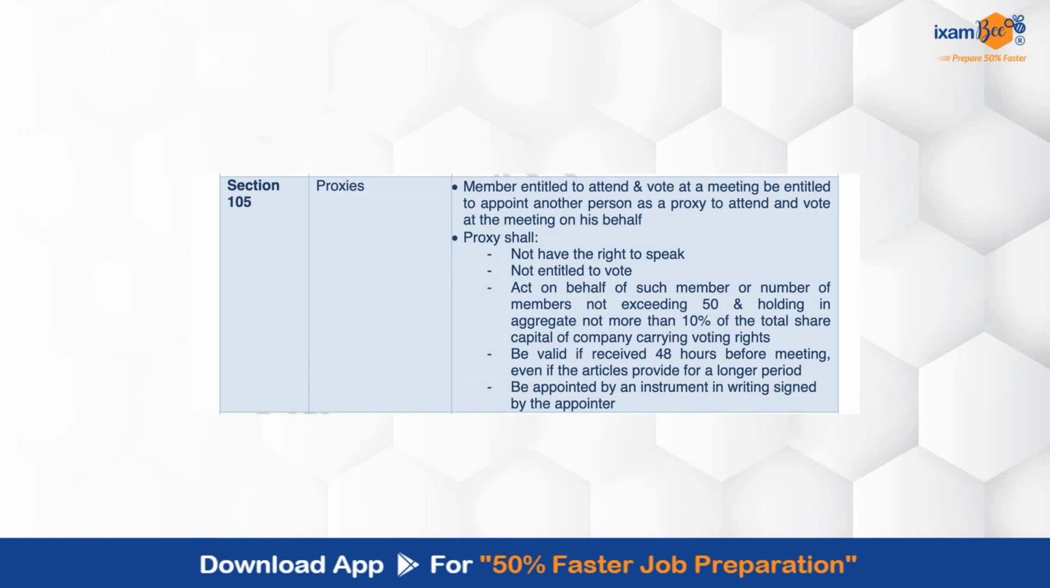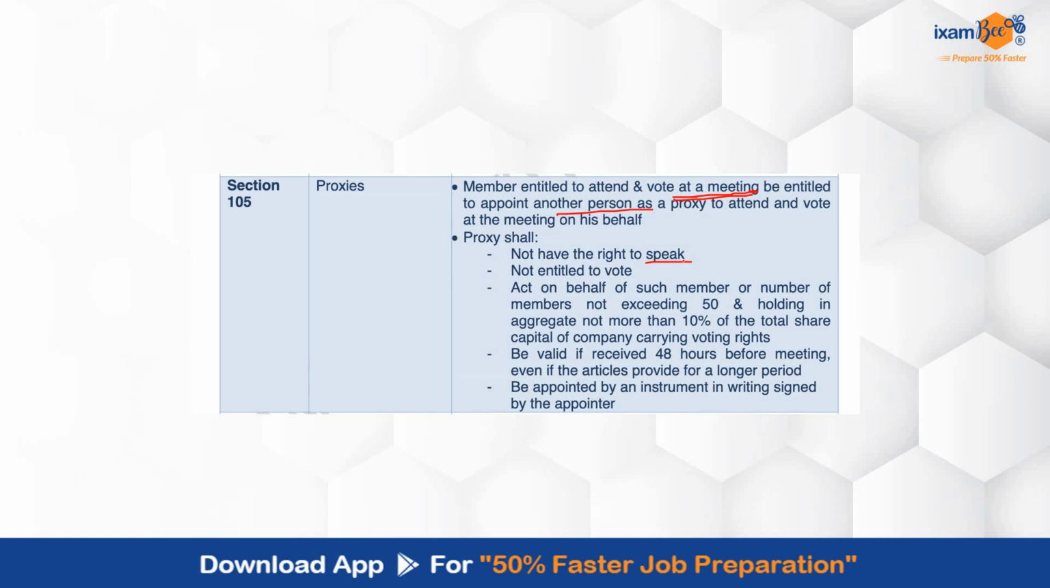Proxies are who? Basically they are those persons who will be going and attending the meeting on behalf of the members. तो जो भी members entitled होते हैं कि वो attend कर सके और vote कर सके meeting में, उनके पास ये right है that they can appoint any other person to act as a proxy. So proxy के कुछ rights है, कुछ restrictions है that are there. So they do not have the right to speak. They are not entitled to vote.